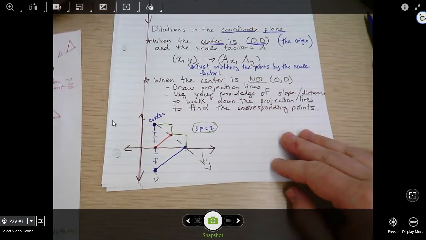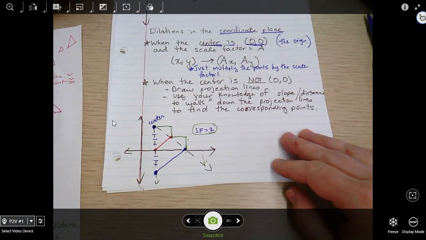All right, that's really all the basic ideas of dilations. The next thing will be dilations of actual lines that go on infinitely, and that generally just results in a parallel line. But we'll talk about that some other time.